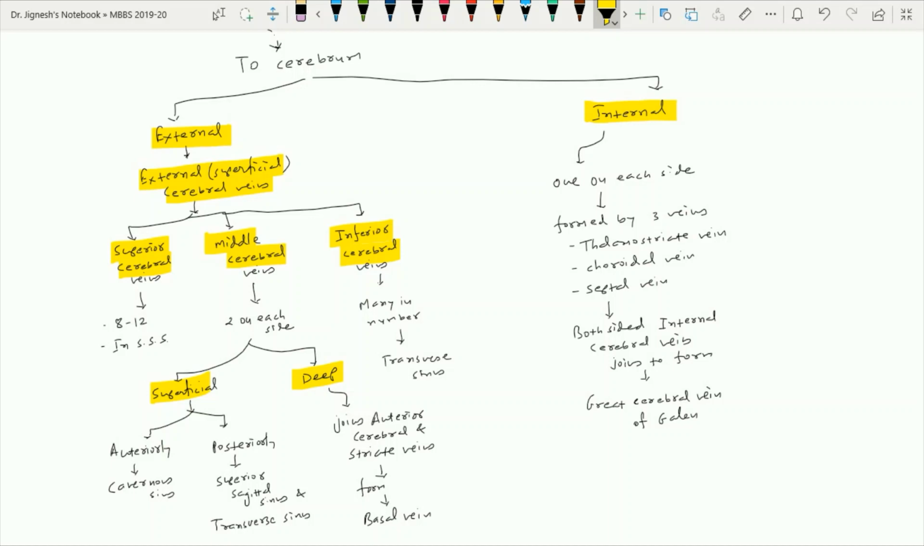The inferior cerebral veins are many in number and they are going to drain into the transverse sinus as well as the nearby sinuses. While the internal venous structure of the cerebrum is one on each side, this internal cerebral vein is formed by three veins: the thalamostriate vein, choroid vein as well as the septal vein. Both sided internal cerebral veins are going to join with each other and form the great cerebral vein of Galen.